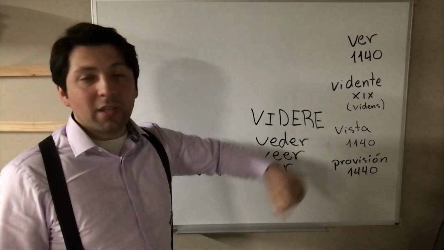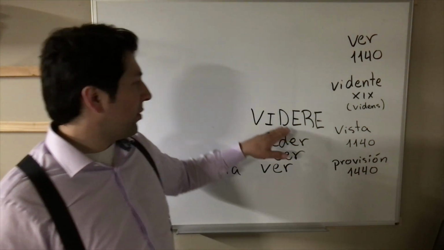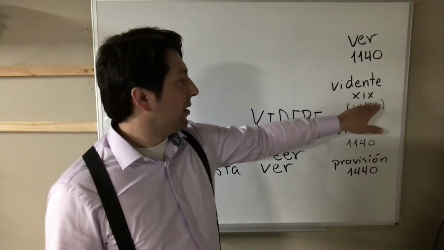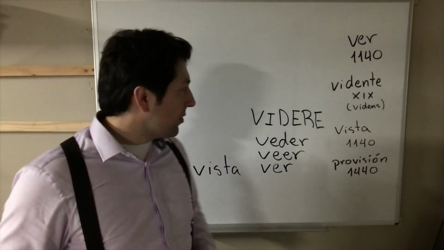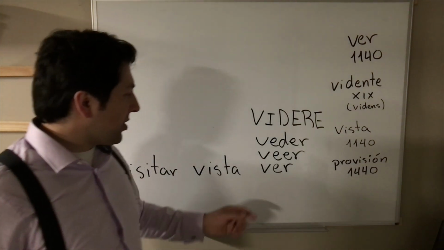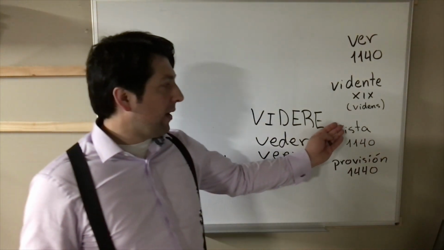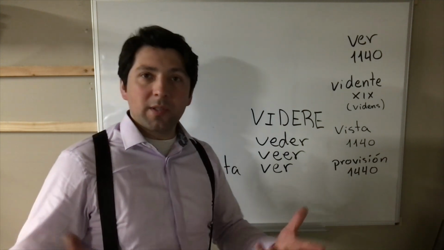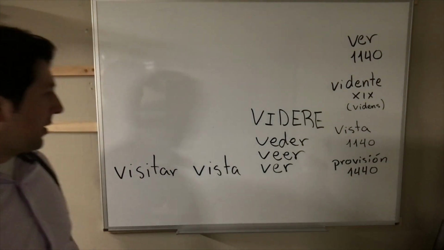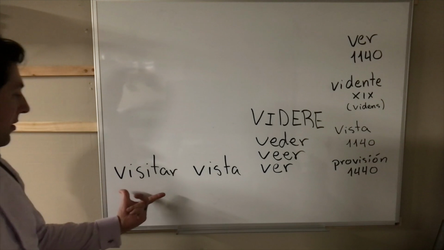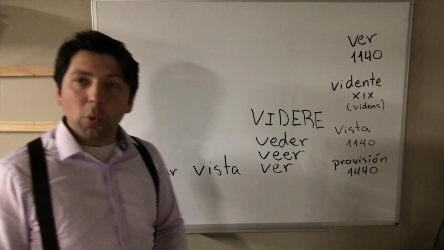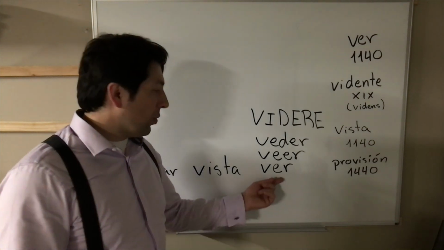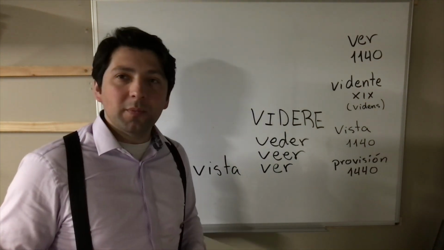If we change suffixes, for example, we'll take vid, ente, right? Somebody who can see into the future. If we change another suffix of this other one, we have vista, which is a view. Provision, vision related. To visit, or someone who visits you, is somebody who comes to see you.